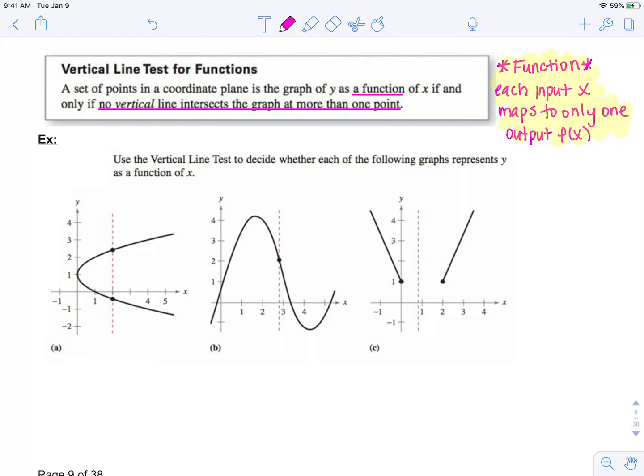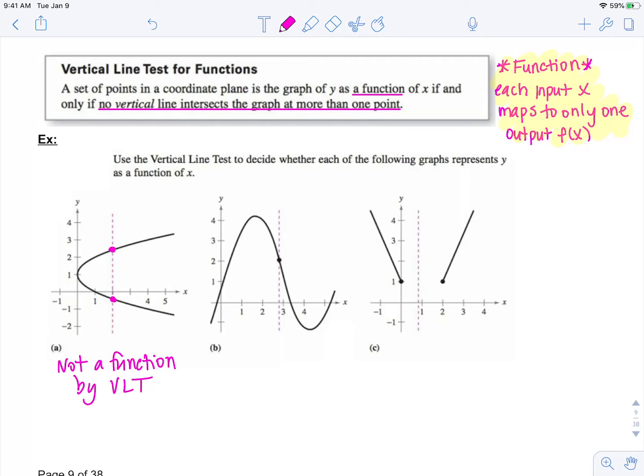So in part A, we have this curve, and we want to use the vertical line test to determine if it is a function. They've already sketched one for us here, which is nice, and I can see that it hits that graph in 2 points. So this is not a function by the vertical line test.